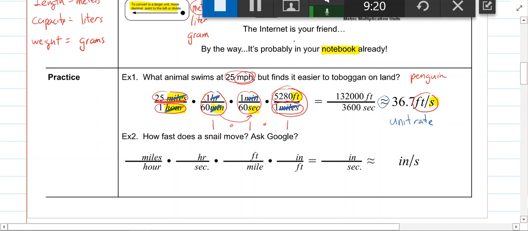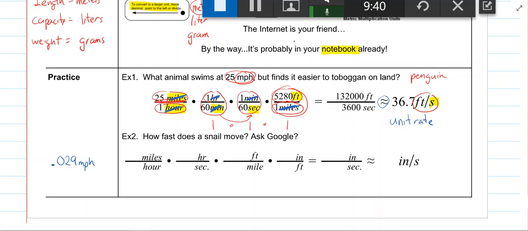How fast does a snail move? If you're in the classroom, I would ask you to ask Google, and people would go on Google, and you would find out. Many times Google will tell you it is 0.029 miles per hour. Well, again, we don't understand how slow that is. We know snails are slow, but we don't get it. So what do we get with a snail? Well, we know that they travel an inch at least, and I wonder how many inches that they travel in 1 second. So let's change our miles per hour into inches per second.